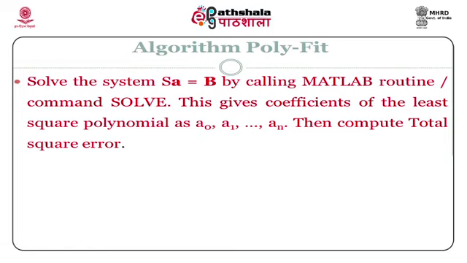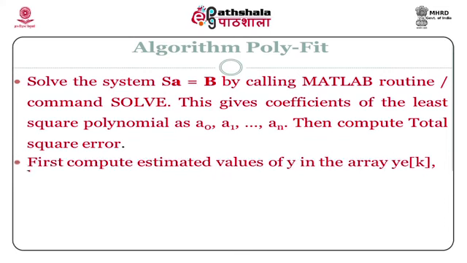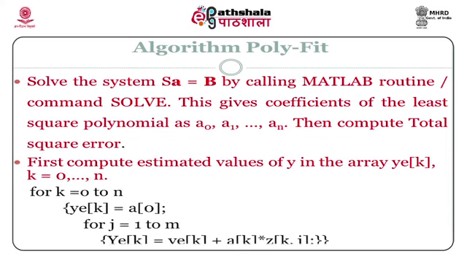This gives you the coefficients of the least square polynomial A0, A1, A2, A3, up to Am, which computes the total square error. Then we compute the total square error. So first compute the estimated values of y in the array ye k, for k equal to 0 to n. We take for k equal to 0 to n, ye k equal to a0, initialize it by a0, and then you go on adding term by term there.